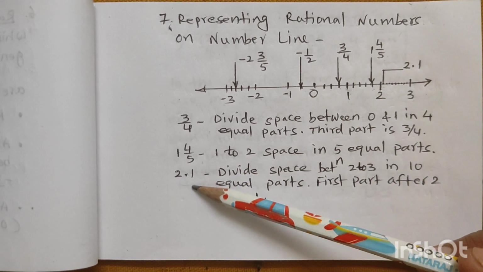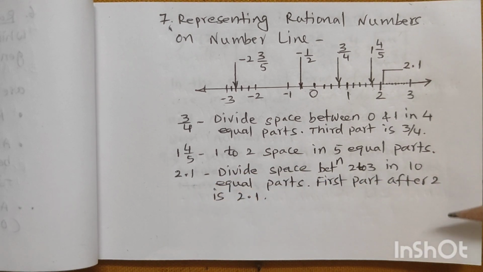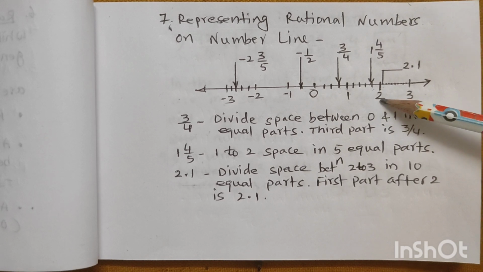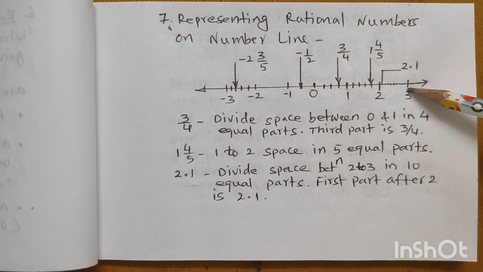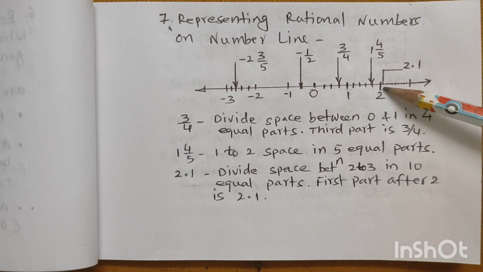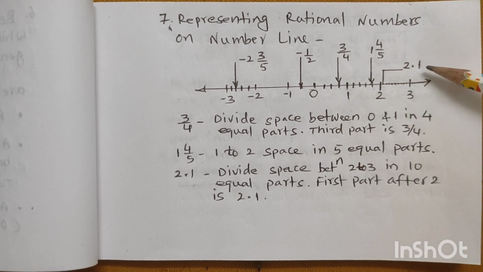Now representing 2.1. It is between the numbers 2 and 3. We divide the space into 10 equal parts, and the first part after 2 is 2.1.